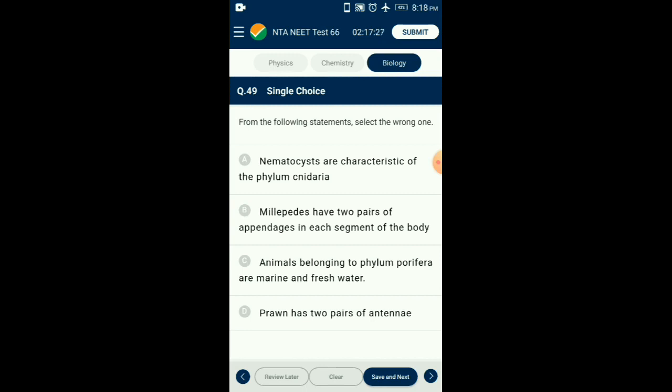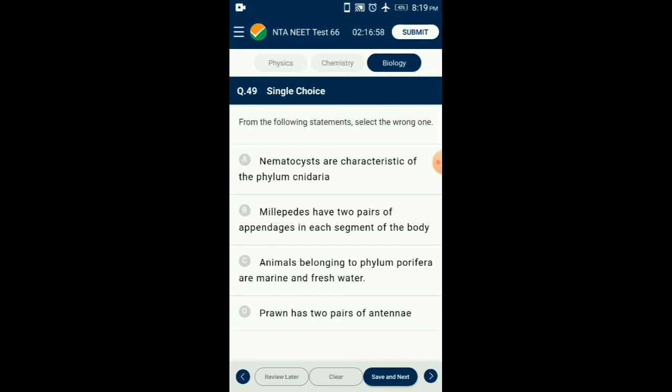Nematocysts are present in nidoblast that act as organs of offence and defence. Millipedes belong to the class Myriapoda. They are called thousand-leggers because of the possession of numerous walking legs. Body is made up of small head and 40 trunk segments, each with two pairs of jointed legs.